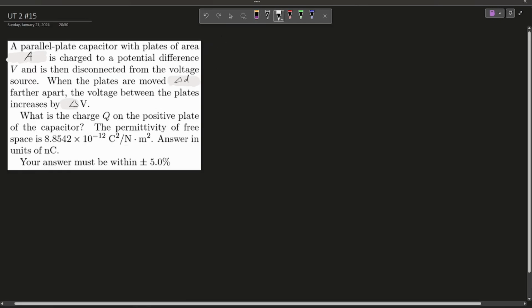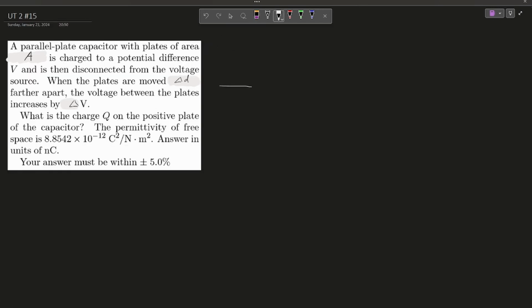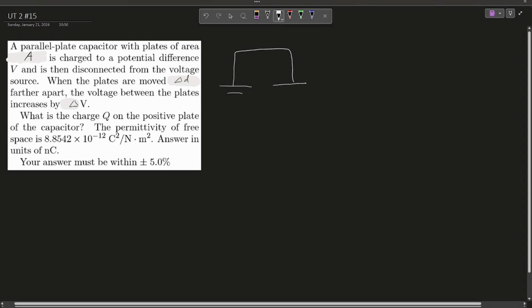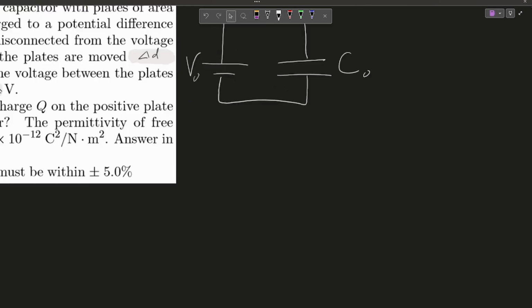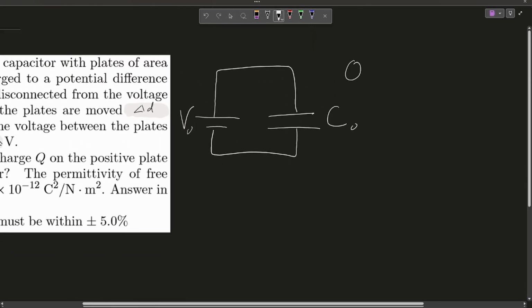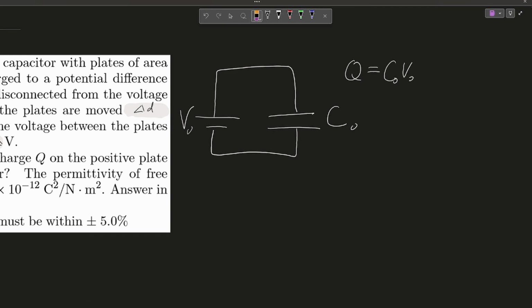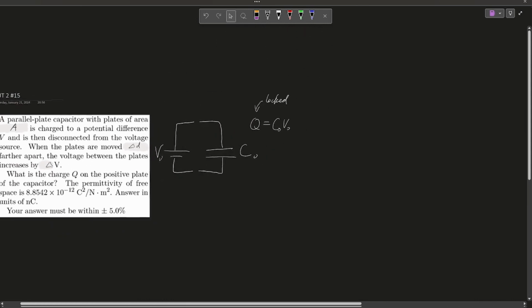Alright, so this problem, we start the same way as we did last time. A voltage connected to your capacitor, V, whatever, C naught we'll call it. So that's V naught. Then we end up with some charge Q, which is equal to C naught V naught, and then we disconnect the circuit. So that means the charge is locked in place. And then we change our capacitance.